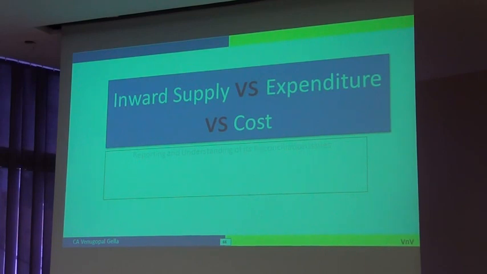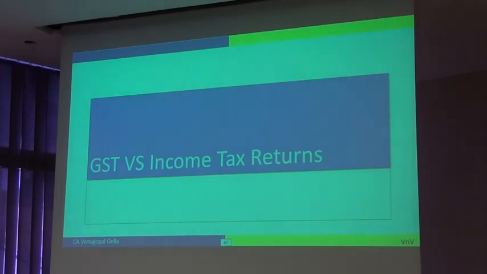Like outward supplies, we have supply, revenue, income. We have now inward supply, expenditure and cost. So again different terminology under different sets of books. So reconcile 3B, books, 1. Let's move to first, as usual, GST returns versus income tax returns.